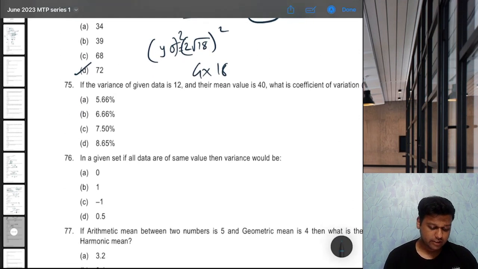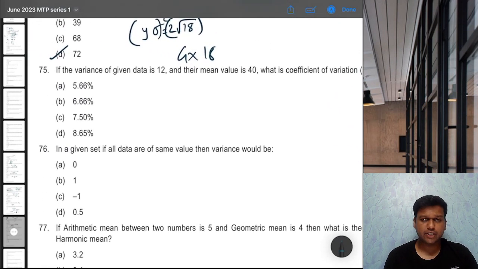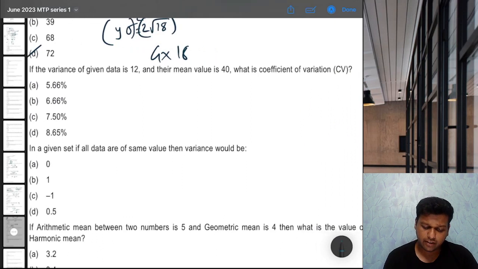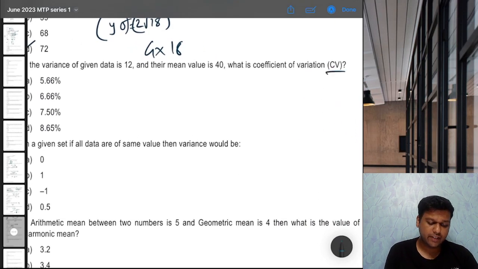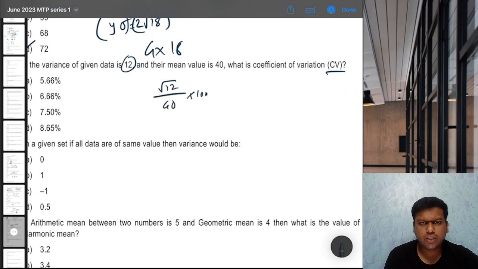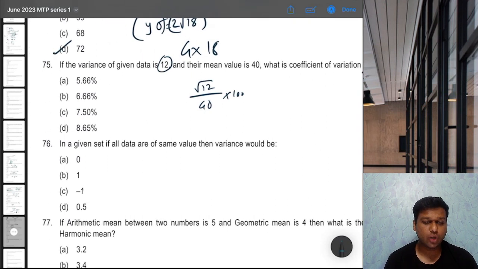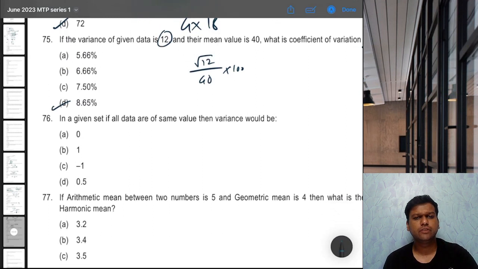Next. 75. If the variance of given data is 12 and their mean value is 40, then what is CV? Okay, CV is SD, that is root 12 upon mean into 100, right? So just do it on your calculator. That's it. Root 12 divided by 40 into 100. 8.66, or option D, 8.65.